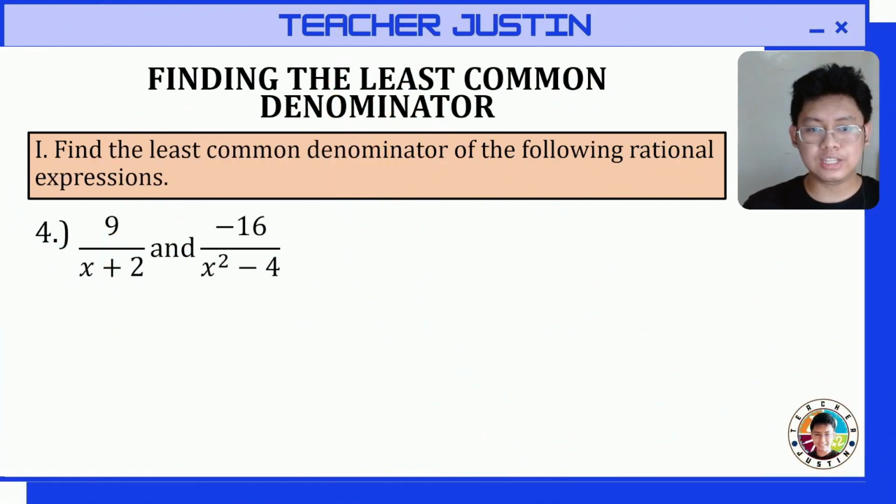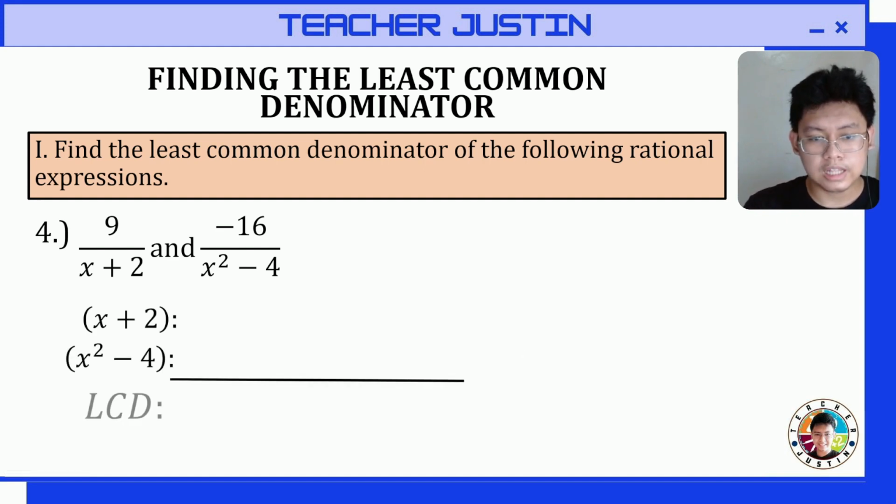Okay, let's get the least common denominator of this rational expression. So we have 9 over x plus 2 and negative 16 over x squared minus 4. So ang first step natin is kunin natin lahat ng denominators. So we have x plus 2 and x squared minus 4. Tapos, let's get the least common denominator by factoring our denominator.